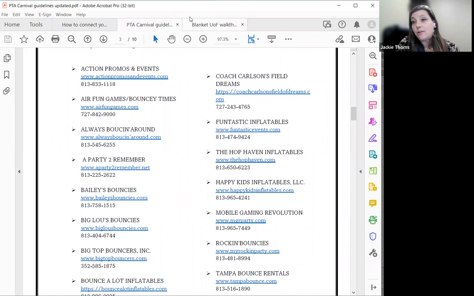This was just an email that was brought to my attention this week, so I wanted to make sure I mentioned it, because some of our PTAs understand that they don't have to follow the same procurement guidelines as our bookkeepers do. However, when it comes to bounce houses, that is the one area where you do have to follow the same rules that our bookkeepers do.